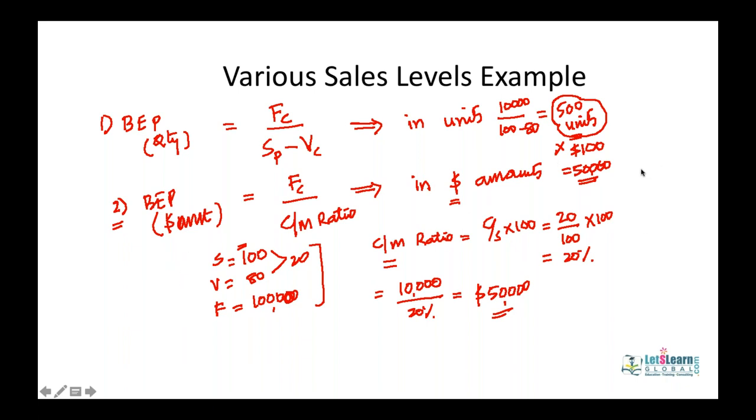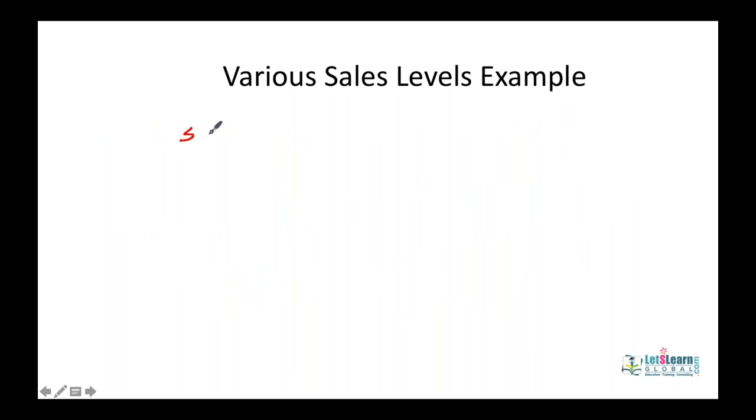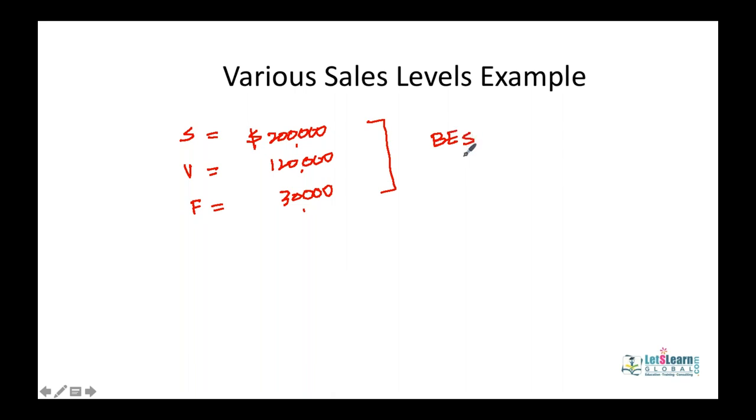Okay, let me show you that example as well. Say a firm's estimated sales are, say, 200,000, not per unit, total sales. Variable costs are going to be, say, $120,000. And the fixed costs are, say, 30,000. It's asking, what is the break-even sale? Break-even sale in dollar amounts. Remember, we have a formula: fixed cost divided by contribution margin ratio. Fixed cost is there. Contribution per unit is not there, but the contribution amount is there. This is, say, for example, a monthly sale of 200,000, monthly variable cost of 120,000, monthly fixed cost of 30,000.